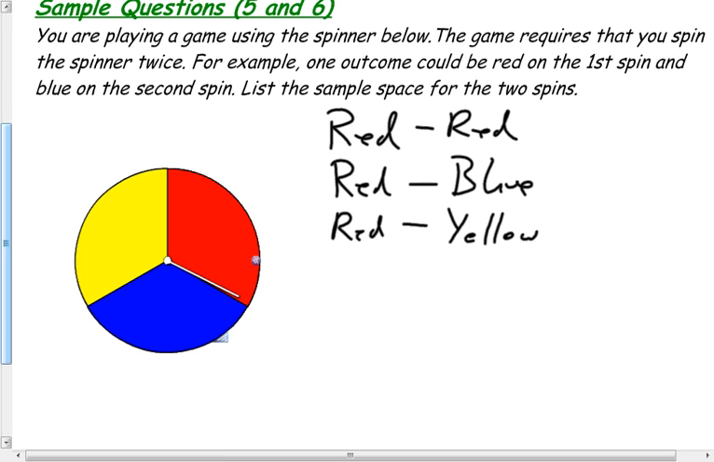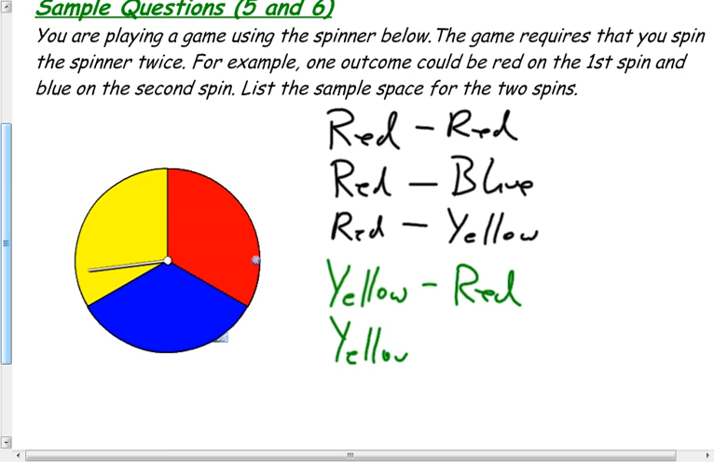Okay. Now, did I have to spin a red on that first spin, though? No, I didn't have to. Well, this time it landed on a yellow. So I could have spun a yellow first. If I spin a yellow on that first spin, then I could spin a red on the second spin. I can spin a yellow on the first spin, and then spin a blue on the second spin, or I could spin a yellow and then another yellow.